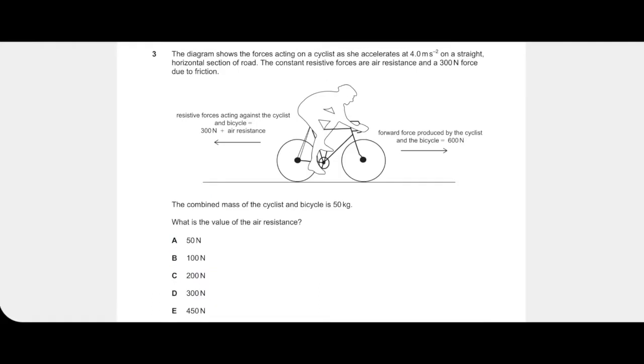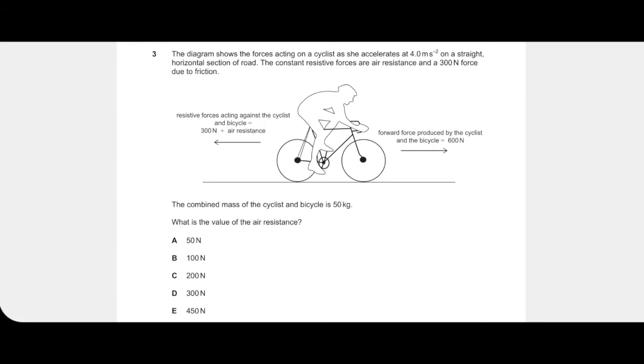Question number 3. The diagram shows the forces acting on a cyclist as she accelerates at 4 meters per second squared on a straight, horizontal section of road. The constant resistive forces are air resistance and a 300 newton force due to friction. The combined mass of the cyclist and bicycle is 50 kilograms. What is the value of air resistance?